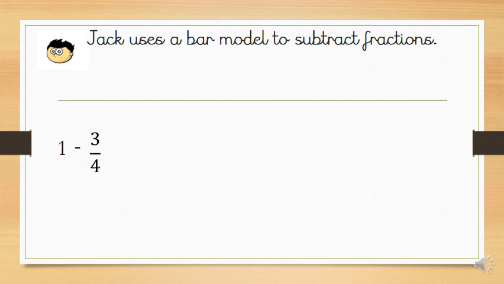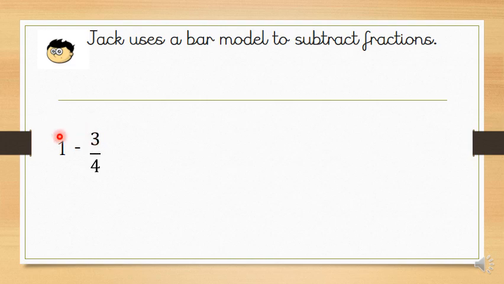Jack uses a bar model to subtract fractions. So 1 whole take away 3/4. So what we've got to do is work out what 1 whole is as a fraction. And we know by looking at this part here, our shape has been split into quarters. So how many quarters make one whole?